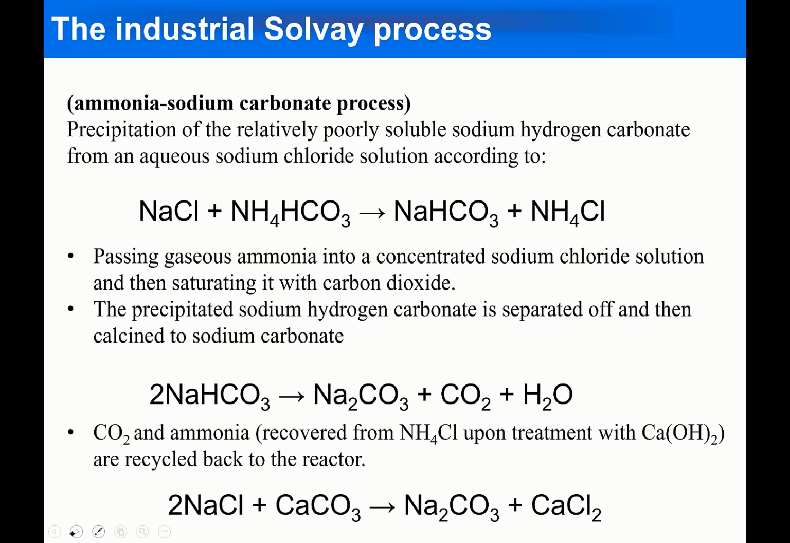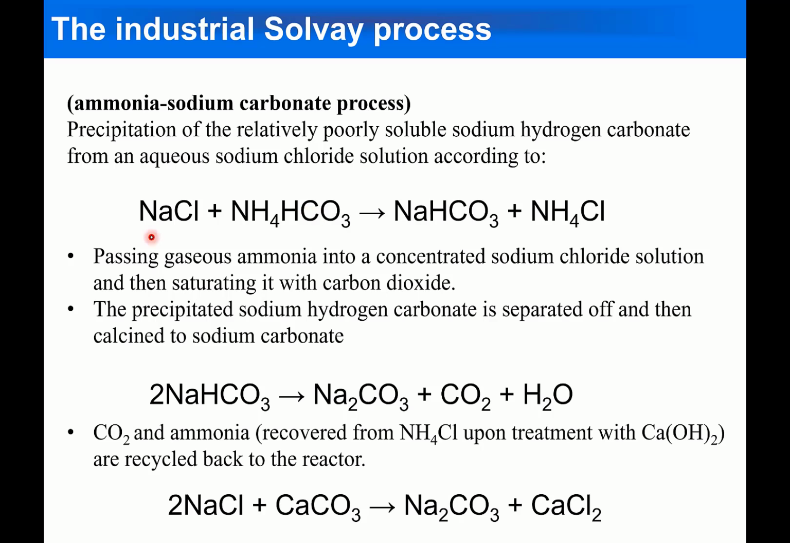The second process to produce sodium carbonate is the Solvay process. In this process, you start with sodium chloride starting materials, and it depends on the poor solubility of sodium hydrogen carbonate compared to sodium chloride. So once you mix sodium chloride with ammonium bicarbonate, the sodium bicarbonate is much less soluble than anything else. So you precipitate the sodium bicarbonate, and then you can decompose the bicarbonate into the carbonate form in a later step.